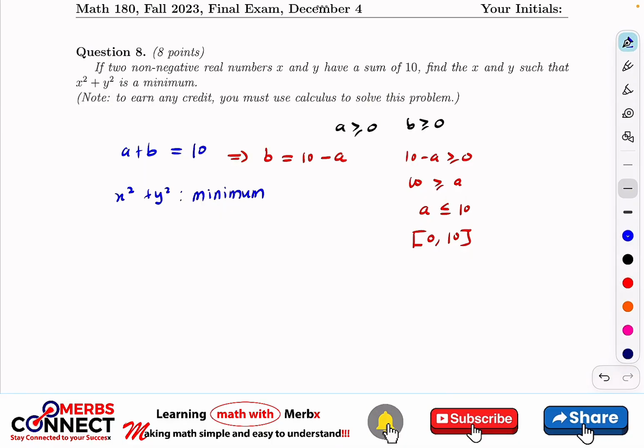Oops, why am I using a? The question is x and y. Sorry, this is y, and this is x. This is x, and this is y. This is supposed to be x.